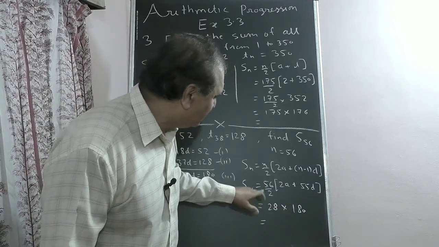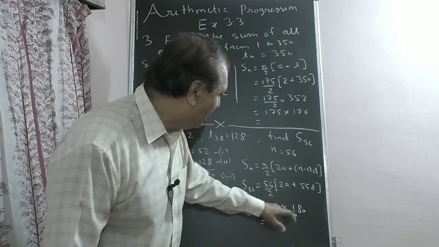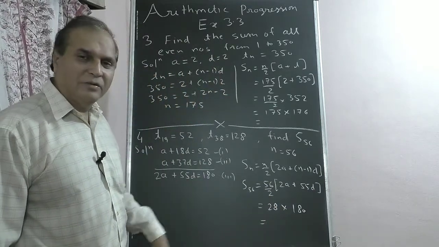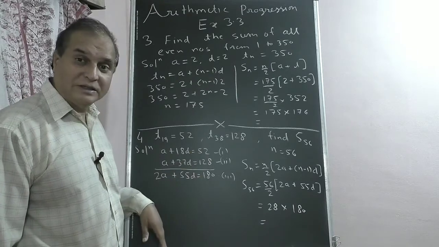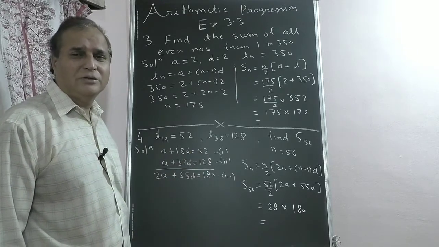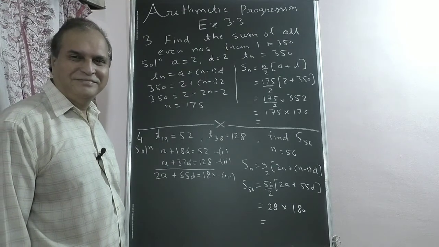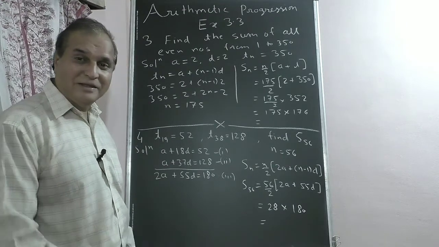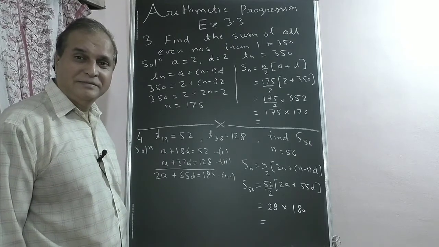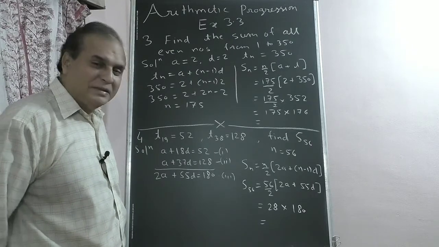56 upon 2, that is 28. And this is 180, put from 3. You can write, substituting from 3. You have to show all the steps, right? And find out the answer. That's your job. Practice the calculation and check whether it is right or wrong. Understood?